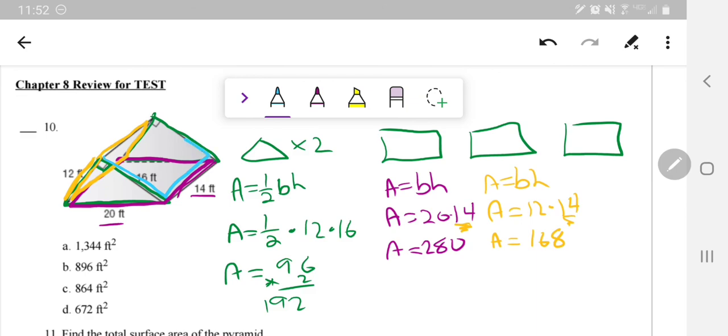And then we have our final face, this one over here. All right, it looks like that's going to be base times height. Area equals, it looks like 16 times 14 in this case.